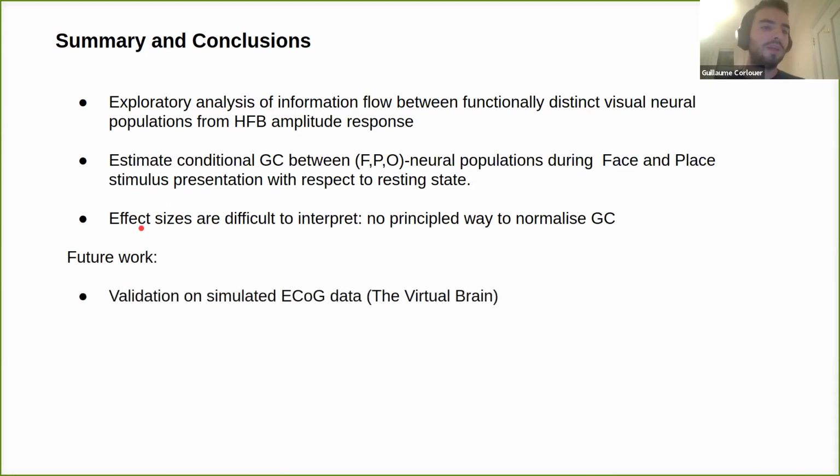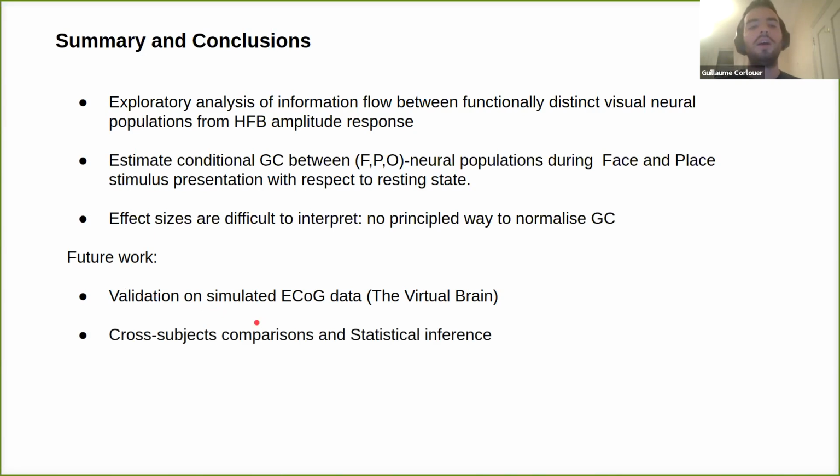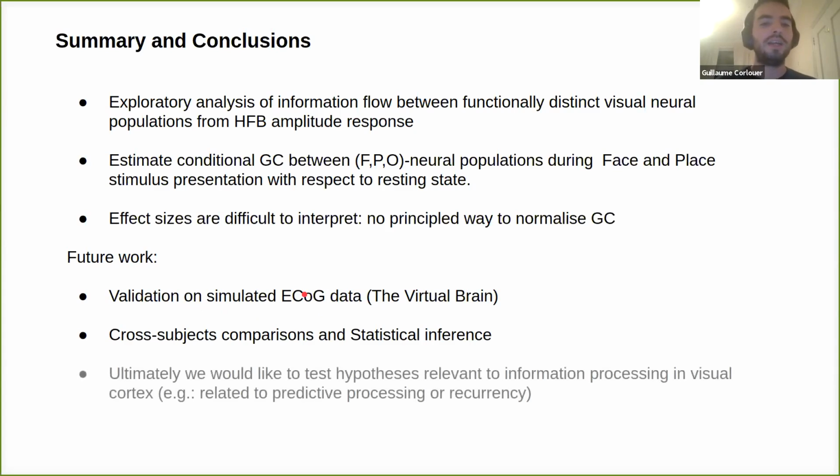And in future work, we want to validate our methods on simulated ECoG data, for example, using the Virtual Brain platform, and also to run cross-subject comparison and run statistical inference in a non-parametric manner from the state space model estimation. Ultimately, we would like to not only explore hypotheses, but also test hypotheses relevant to information processing in visual cortex, for example, predictive processing or recurrency hypotheses about processing between neurally responsive populations. And with that, I would like to thank everyone, and also thank my supervisors and collaborators for their valuable contribution. I'm happy to take your questions and comments.